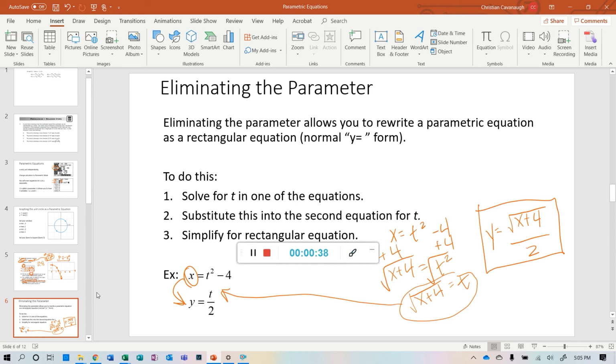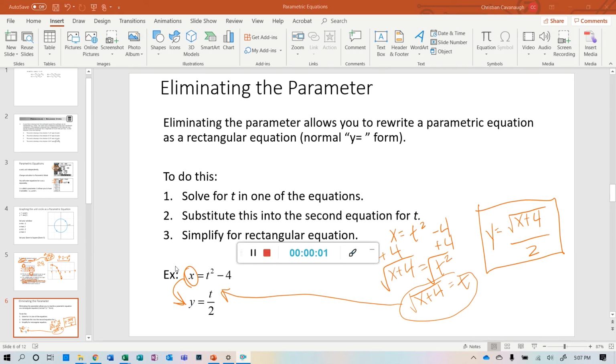So basically just solve for t in one of the equations. I typically solve for t in the x equation, and then whatever new equation you get when you do that, just plug that in for t in the second equation and simplify. So try to practice on the assignment for today, and if you have any questions, please just let me know.